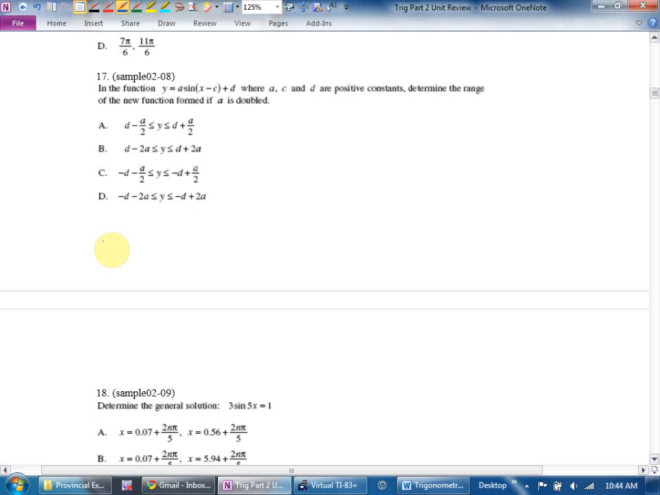17 looks kind of familiar. I didn't assign it, but number 17 looks kind of familiar. Wasn't it on your last test? Oh, or something like that. Yeah, that's where I got it from.